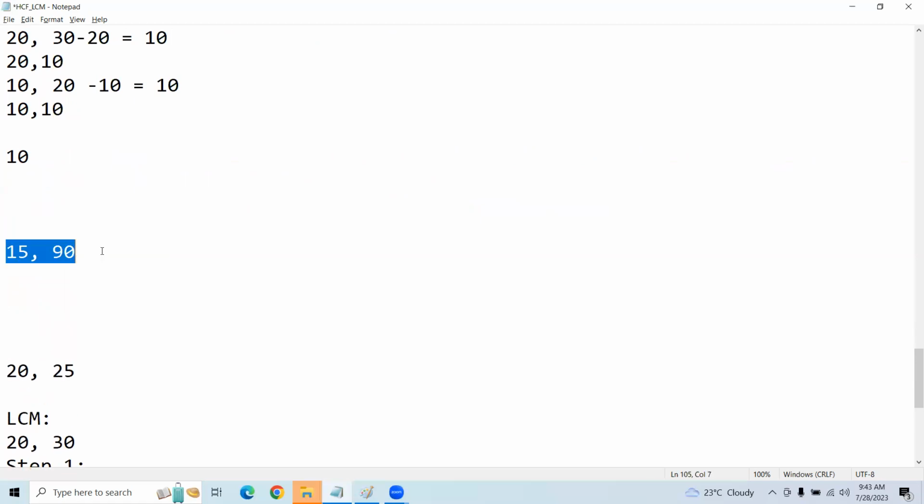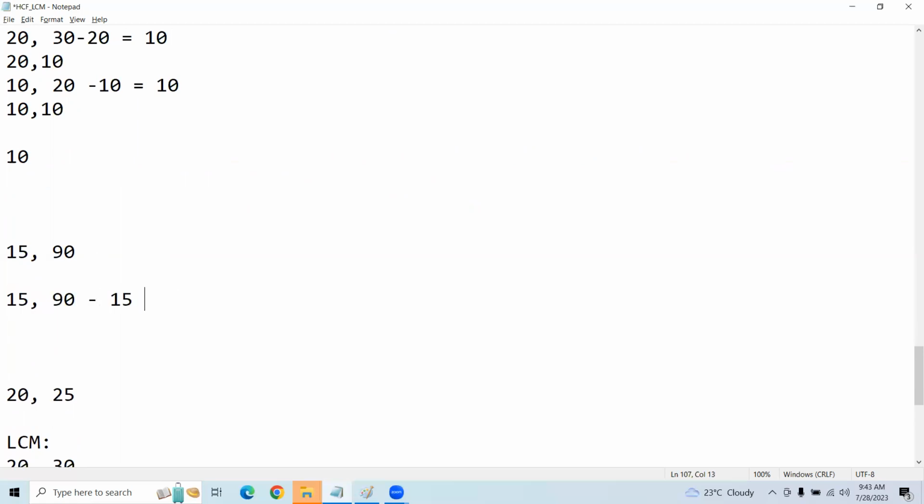So 15 and 90, we have to find the HCF. What is the bigger number? 90. And what is smaller? Keep 15 as it is, the smaller number as it is, and change the bigger number to 90 minus 15. That becomes 75. Now 15, 75. Will you be able to get the HCF of this directly? If you can, 15 1s are 15, 15 5s are 75, so that is 15. But if you are not able to figure it out, you again repeat the same procedure. Keep the smaller number as it is, 75 minus 15, that is 60.